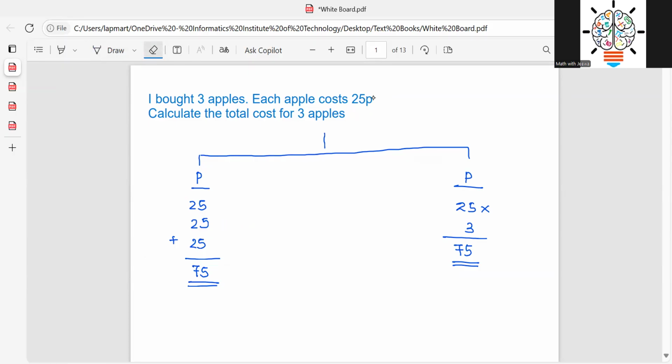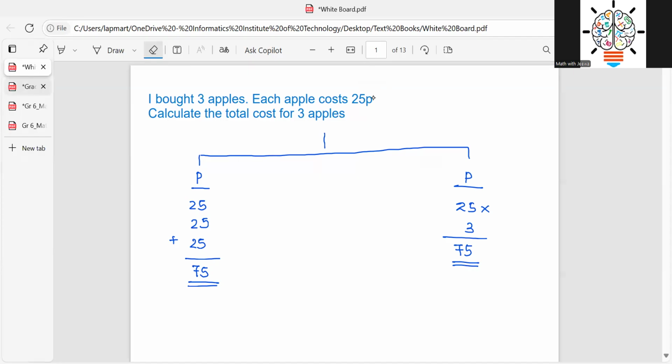Now you can do this method if you buy only 3 apples, 4 apples, 5 apples. But if you buy 42 apples, 65 apples, 100 apples, are you going to write 25, 25, 25, 63 times, 100 times? No, it is not practical. So if I have to write something 3 times, 4 times, 5 times, 6 times, it's the times table. So the multiplication. 25 multiplied by 3 gives me the answer 75. So you want to understand how this concept builds up, right?